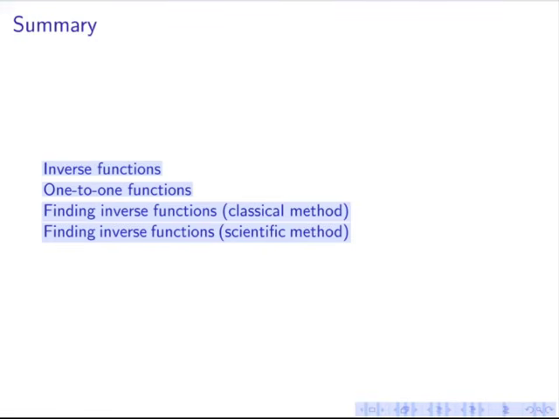So let me summarize. We discussed inverse functions. We saw they belong together and they form a unit. One-to-one functions are those which satisfy the horizontal line test, and they do have inverses. And then for finding the inverse function, there are two methods. The classical method, you would isolate x and then switch x for y. In the scientific context, however, you would just isolate x and be done, and not switch x for y.